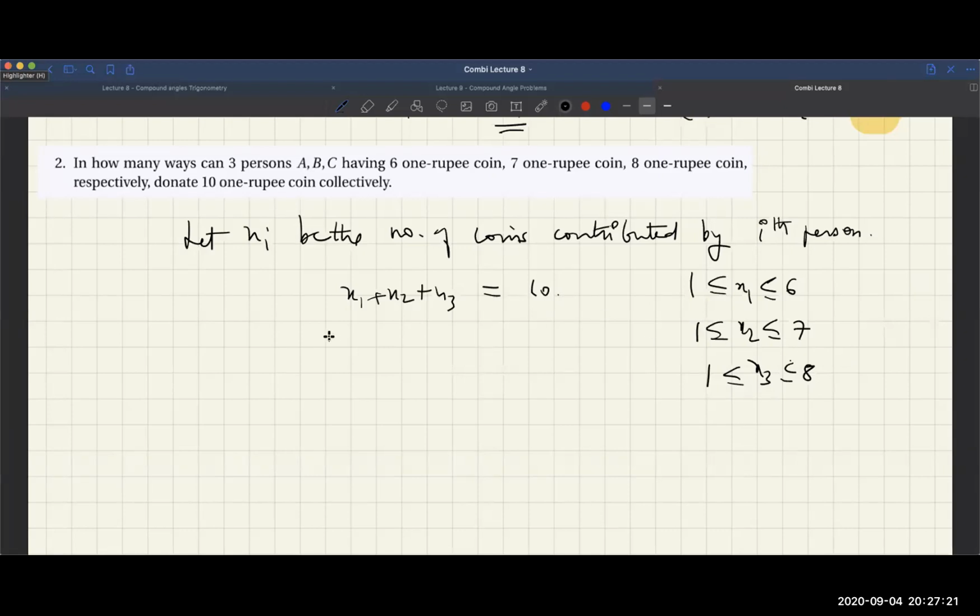Okay, now see here. Let xi be the number of coins contributed by a person to collect an amount of 10, donate 10 rupees, 10 1-rupee coins. So x1 plus x2 plus x3 is 10, is what we are expecting. Now x1 can only have 1 to 6 coins, x2 has 1 to 7. So that's the max they can donate. Or maybe they can donate 0 also because no restriction is given. So I will take that as 0, 0 and 0.